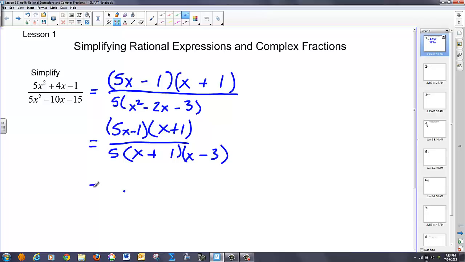And then, since we're talking about fractions, anything over itself reduces to 1. These terms reduce. This 5 and this 5 won't reduce because it's combined with a subtraction. So I'm left with the quantity of 5x minus 1 over the quantity of 5 times x minus 3. And it's okay to leave that fraction in that form.